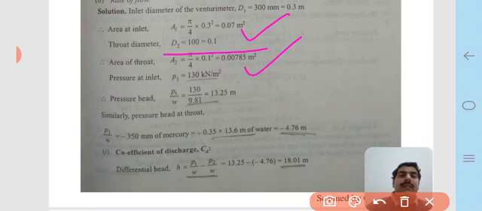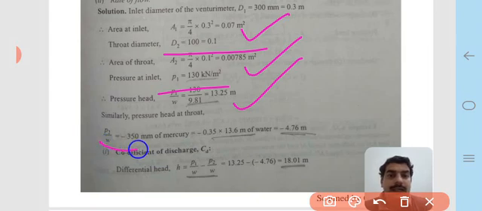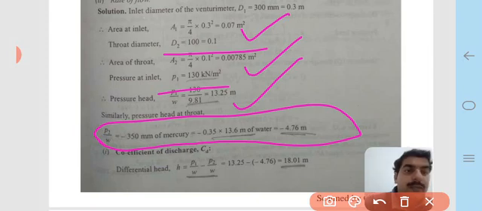Now the pressure at inlet is given, P1 is equal to 130 kilonewton, and the pressure head is P1 upon W, 130 upon 9.81, that is 13.25 meter. Similarly, the pressure head at throat is P2 upon W, and it is 350 millimeter of mercury multiplied by 13.6, that is 4.76 meter of mercury. It is the pressure head at section 2.